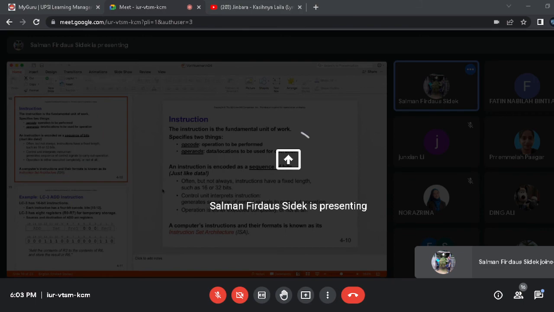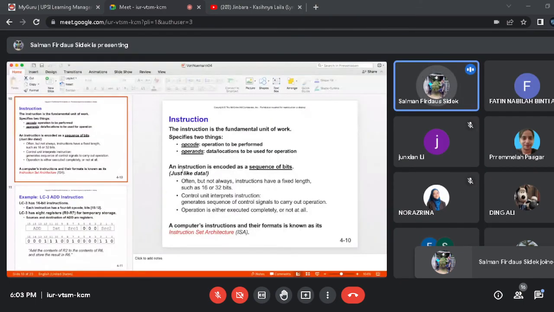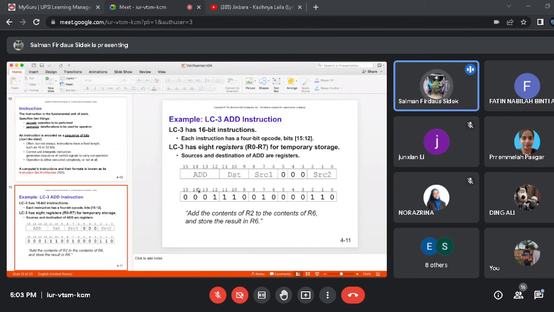Okay, slide 10. Opcode, we already learned about opcode: the 4 bits, bit 12 until bit 15, and then operands. An operand is a source that is contained in a register. Remember, we have 8 registers, from R0 until R7. This is an example of the add instruction. So add, and then we have the destination DR, and then source 1 and source 2.